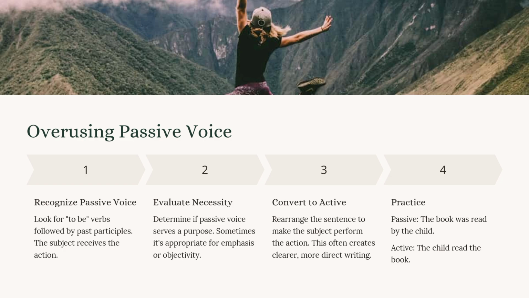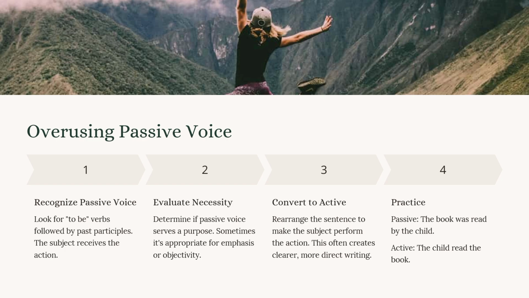It can make sentences unnecessarily complicated and harder to understand. So, for example, a sentence like "the report was written by the team" could be more effectively stated as "the team wrote the report." So how can you avoid this mistake? So here are two essential tips that you can use.